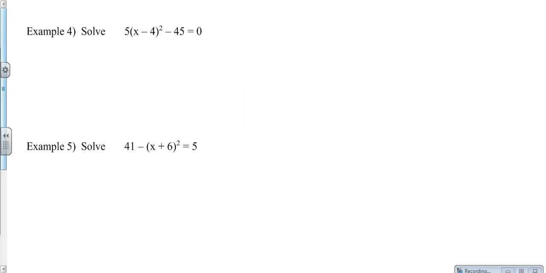Alright, even more complex. Again, we have a power, but look what we have in the parentheses. Something more complex than before. And we'll show you how to get to that in a moment. First of all, we want to isolate the parentheses with the square.